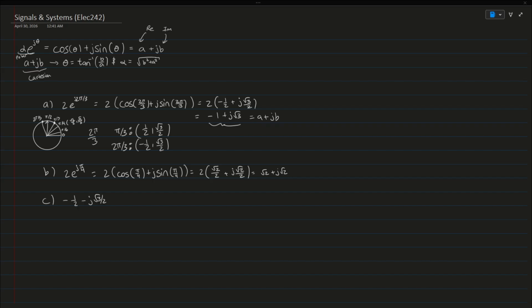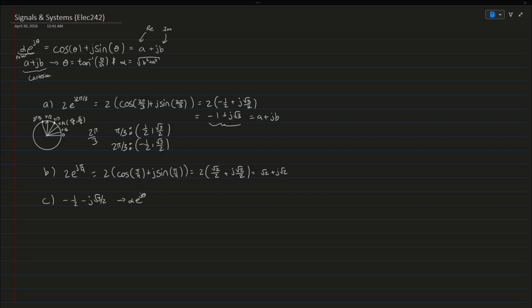Now we're going to do the opposite. We're going to solve this problem, but we are going to go from Cartesian coordinates to polar. So we need alpha e to the j theta.